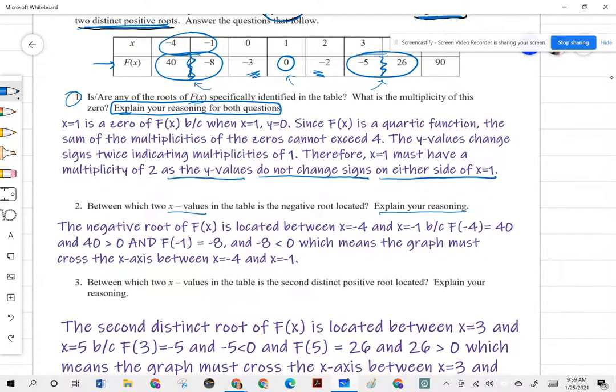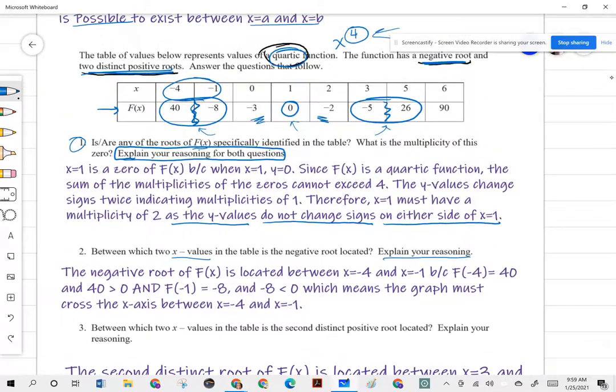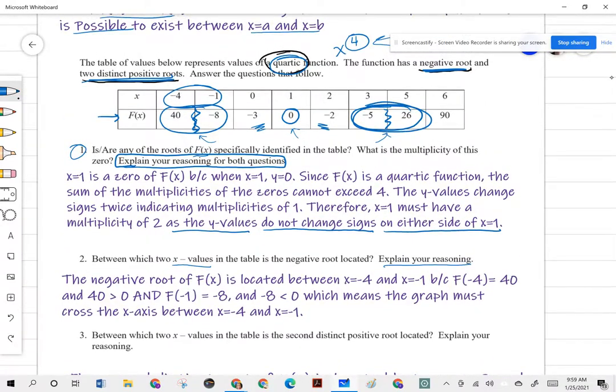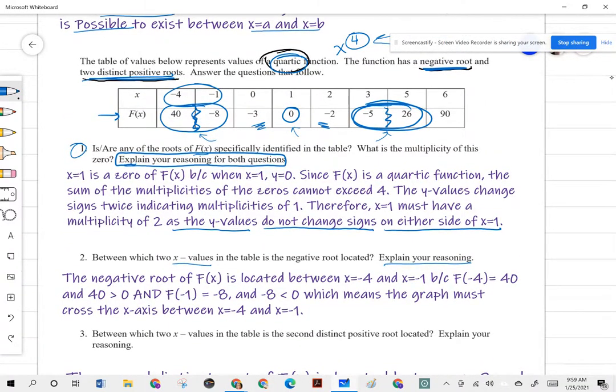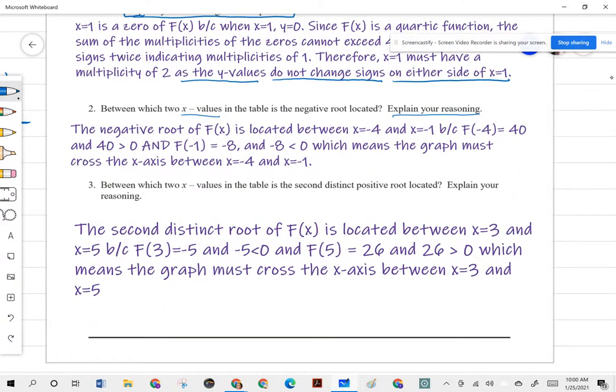All right, so now we're on to number 3. Between which two x values in the table is the second distinct positive root located? And explain your reasoning. And again, we're going to go from when they're changing signs, -5 to 26. So you can take a look at here. The second distinct root of f of x is located between x equals 3 and x equals 5, because f of 3 is -5 and -5 is less than 0. F of 5 equals 26. 26 is greater than 0, which means the graph must cross the x-axis between 3 and 5.